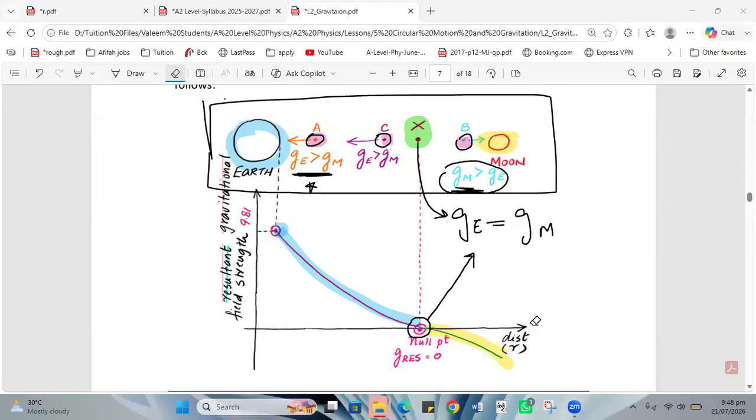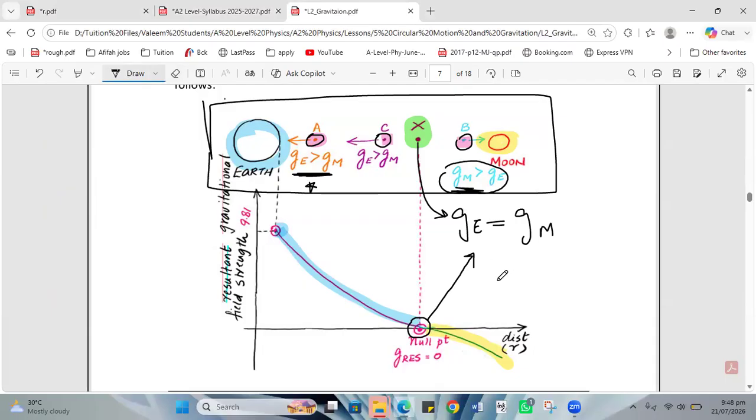Okay. Now let's revise again. What are some important points to take care of while drawing this graph? Number one, make sure that they are in different quadrants. For example, one is positive, one is negative. Oh, and also this can come as a question. Actually, I remember it did come as a past paper question.